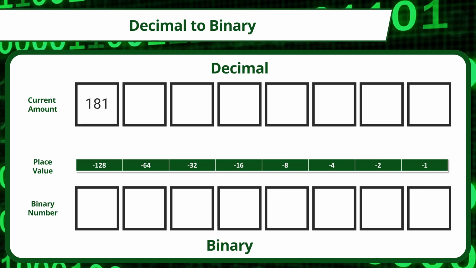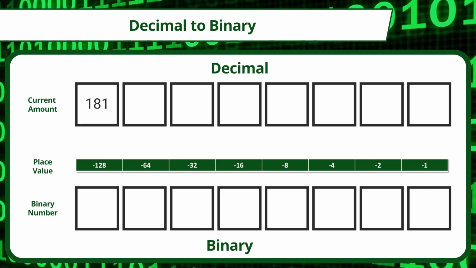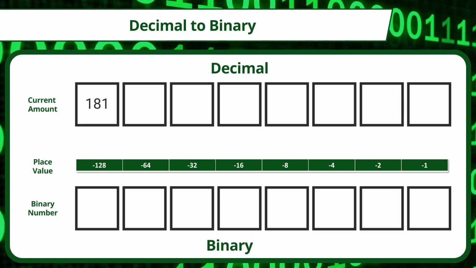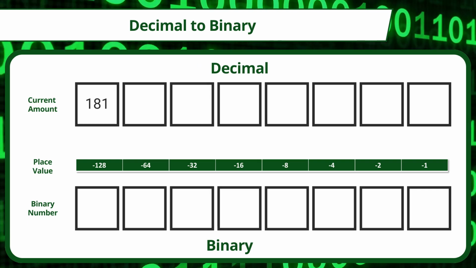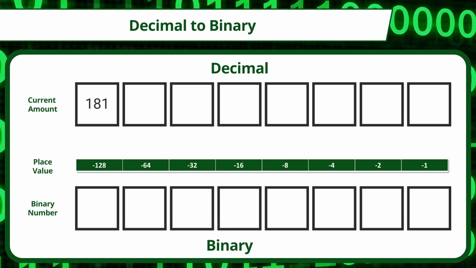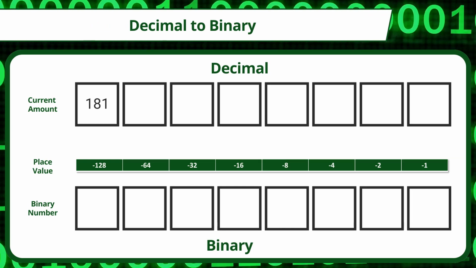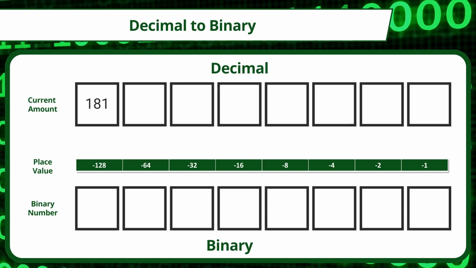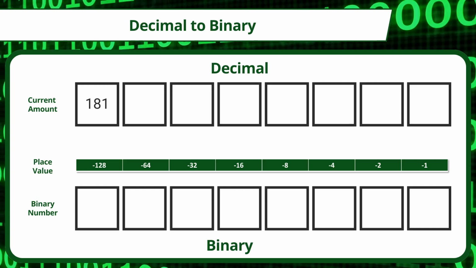Now for the step-by-step process. We start with the current decimal number and ask, is the current decimal amount greater than or equal to the current place value? If the answer is yes, we write down a 1 for that column and subtract the place value from the current amount. If the answer is no, we write down a 0 and move on without subtracting. That new current amount becomes our working number as we compare it against the next place value.